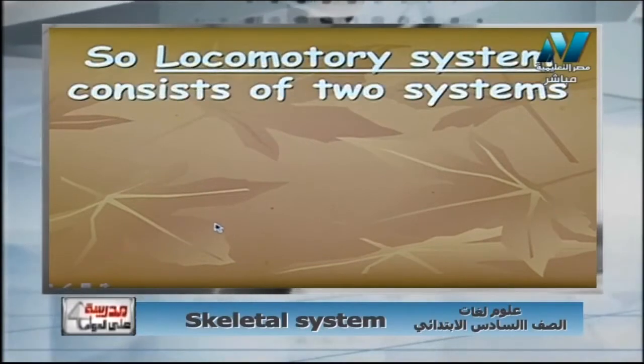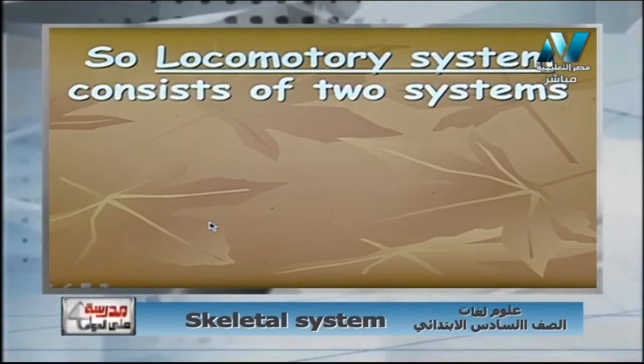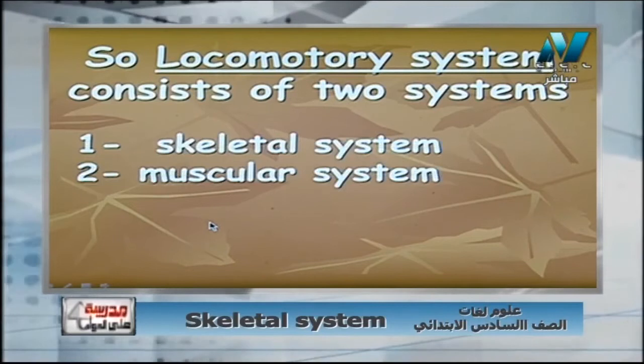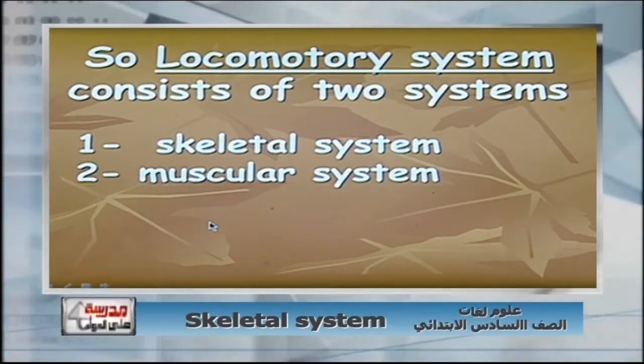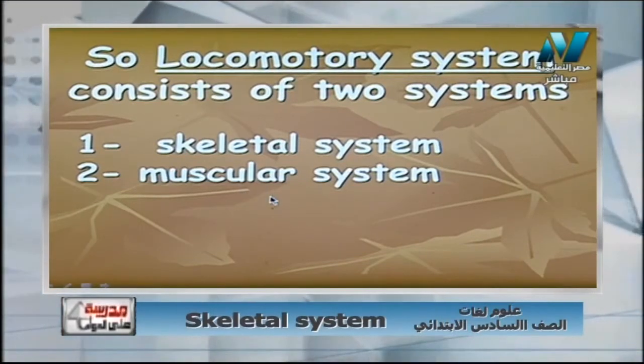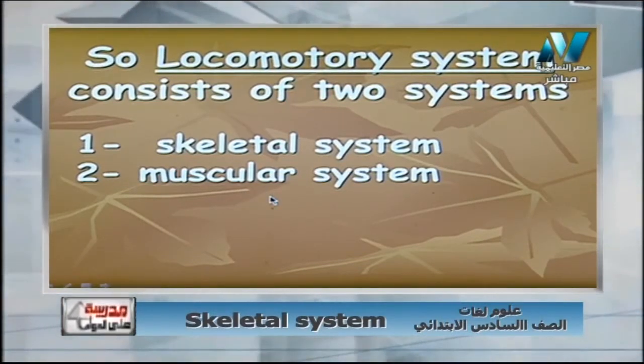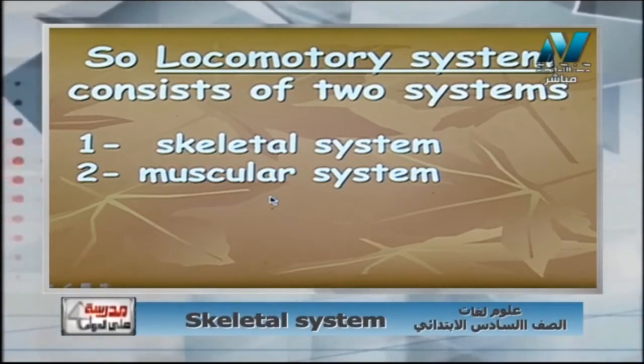So now the locomotory system consists of two main systems which are the skeletal system and also the muscular system. الجهاز الهيكلي والجهاز العضلي. الجهاز الهيكلي هنتكلم عنه ان شاء الله بالتفصيل النهارده، لكن الجهاز العضلي كان عندنا قبل كده.